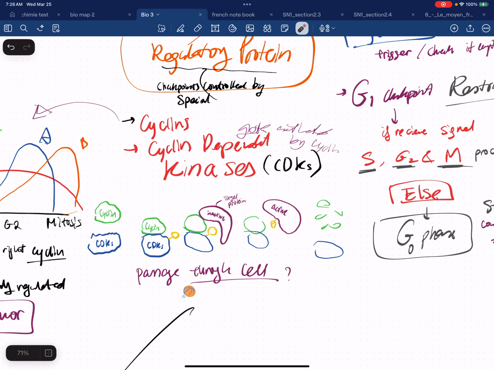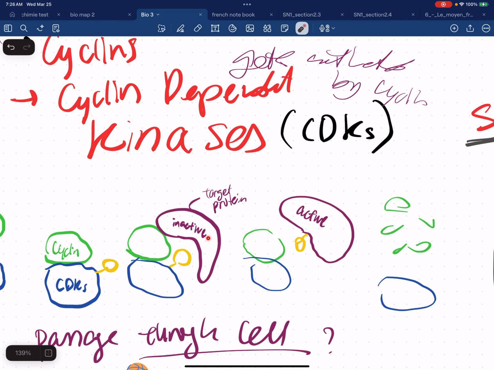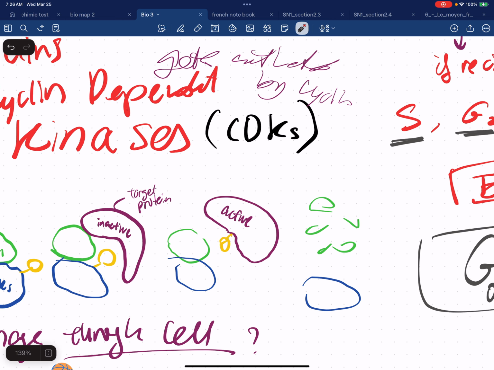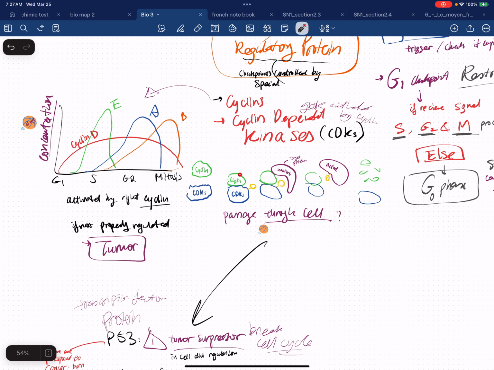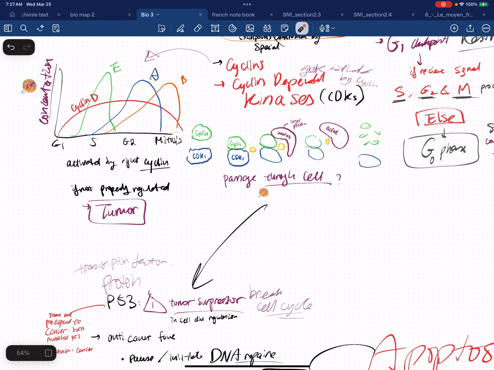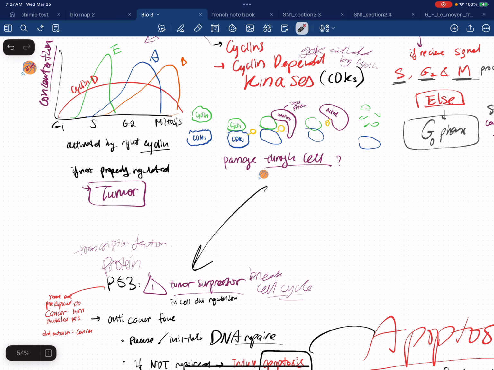And so CDKs are always kind of asleep. They are inactive and they have to be activated by the cyclins. And when they are activated by the cyclin, they will bind to a target protein that is inactive, and that is going to be activated. And so the cyclins are produced and they will be gone because the concentration has to vary. The ones that are produced are the cyclins, and cyclin-dependent kinases are just proteins that are already existing, I think, in the body.